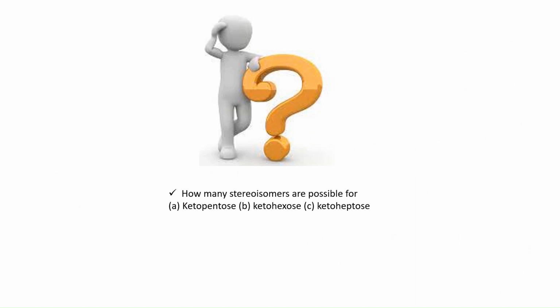Clear? Now one question from my end for you all. You have to tell me how many stereoisomers are possible for ketopentose, ketohexose and ketoheptose.